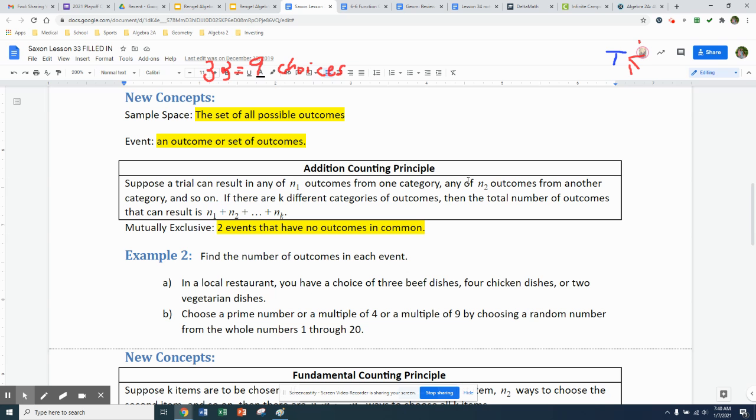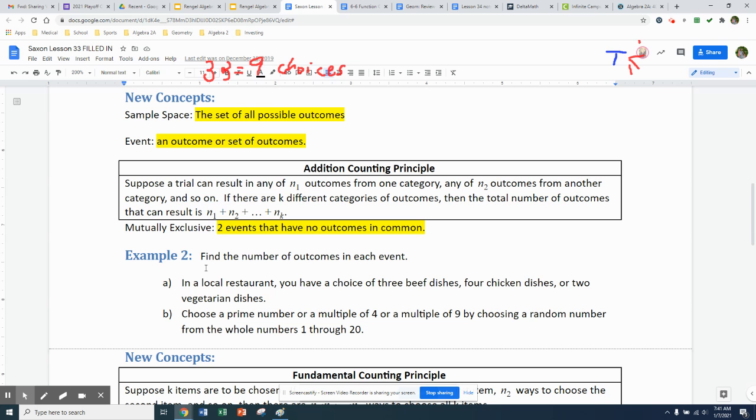The second type of counting principle that we can have is called the addition counting principle. So addition counting principle looks at when you have choices that are one or the other. So you see this word or in these types of situations. So anytime you have a word or, when you're looking at counting up your outcomes, that's going to lead you to use the addition counting principle.